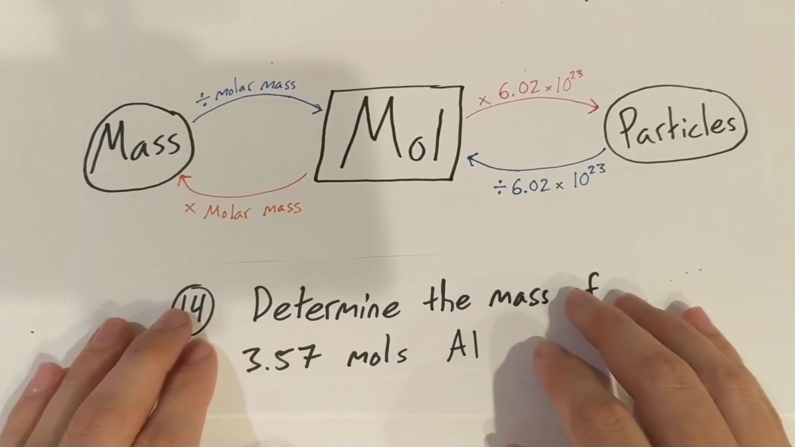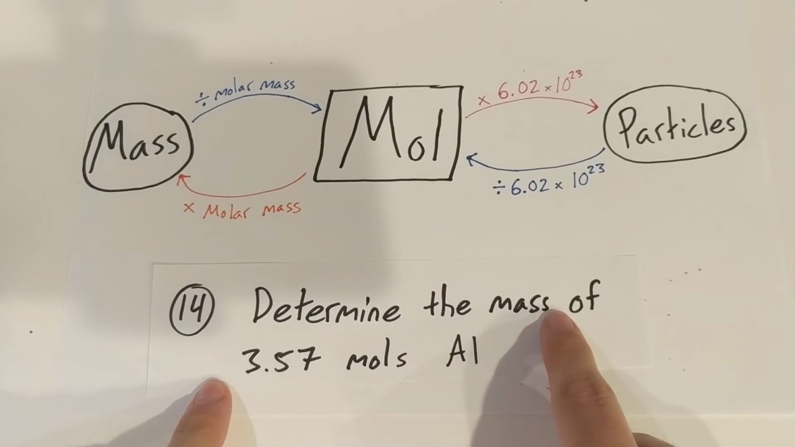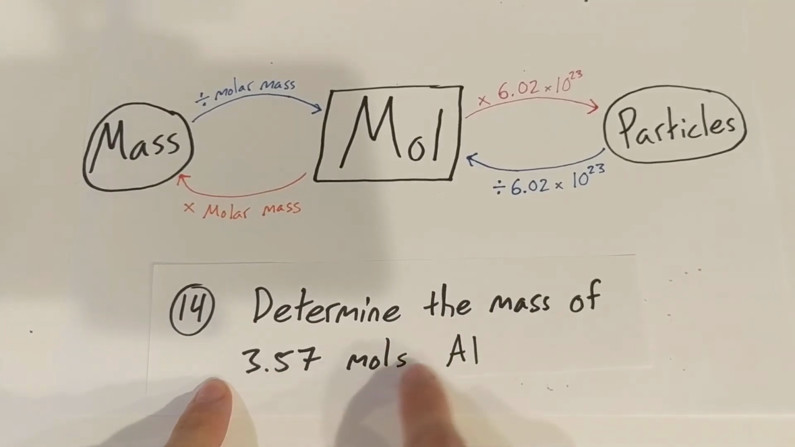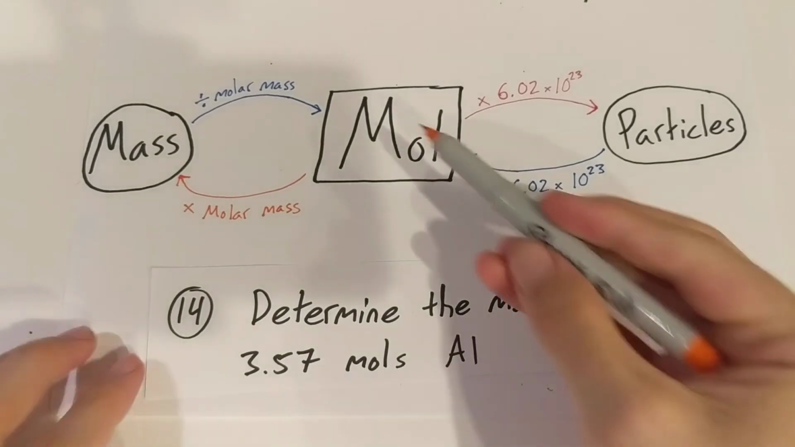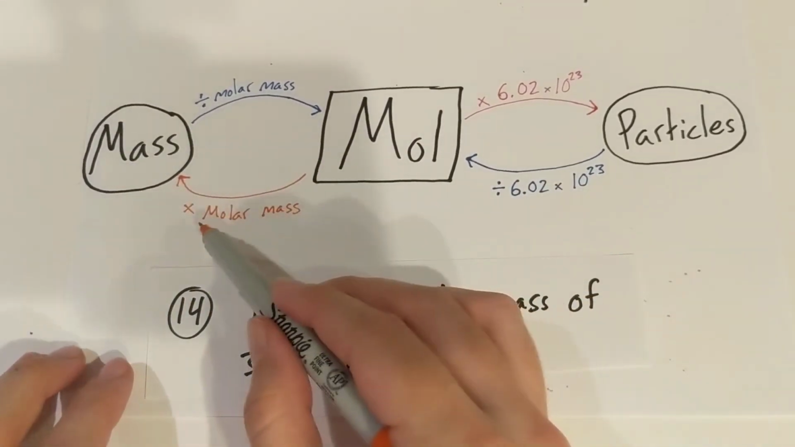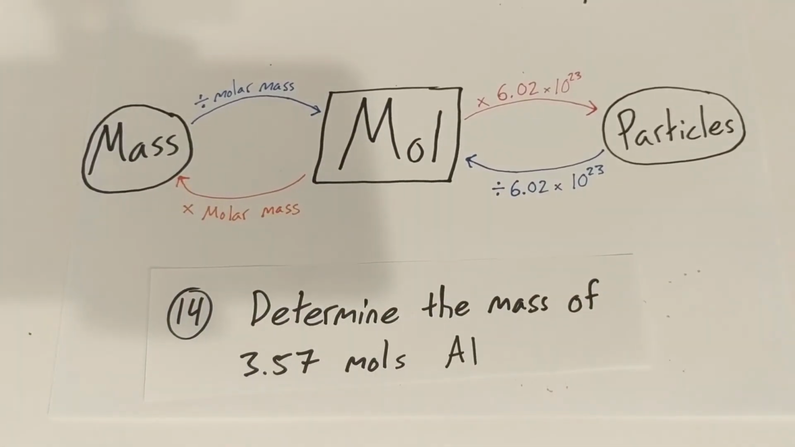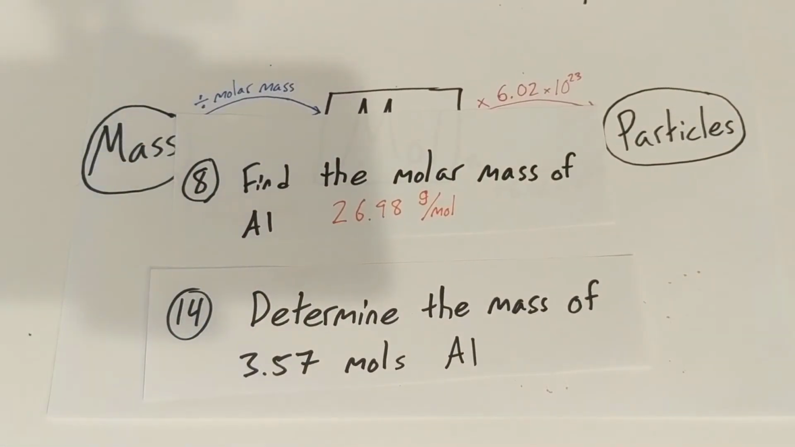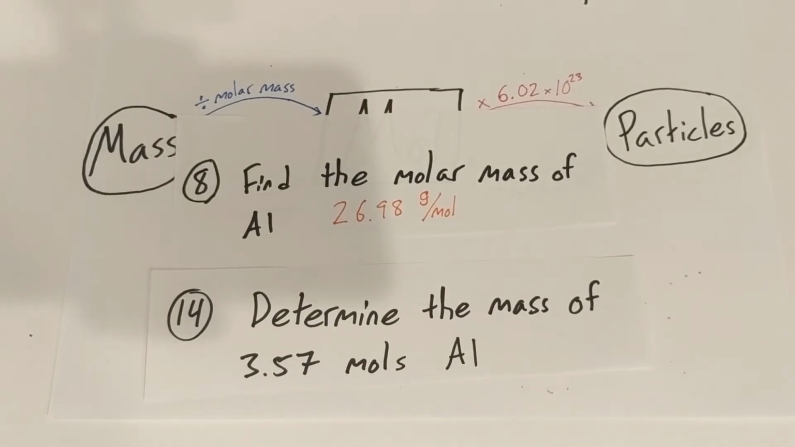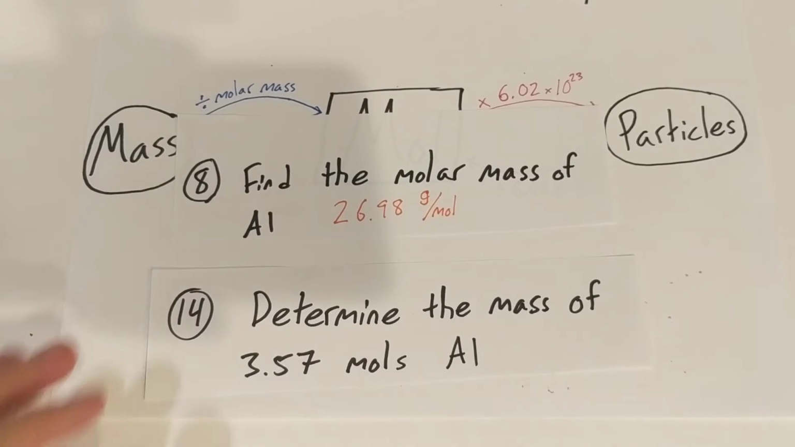All right, so question number 14. Determine the mass of 3.5 moles of aluminum. So we know the moles and we want to find the mass. So what we have to do is multiply by the molar mass. Good thing we already found it in question number 8. So all we've got to do is multiply.